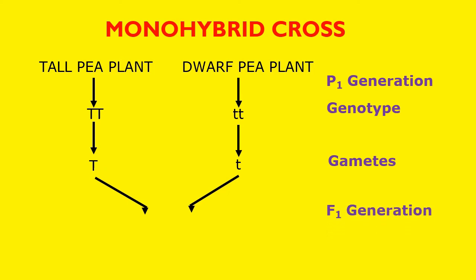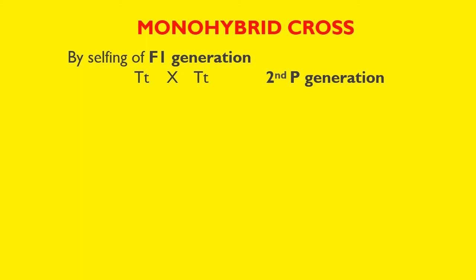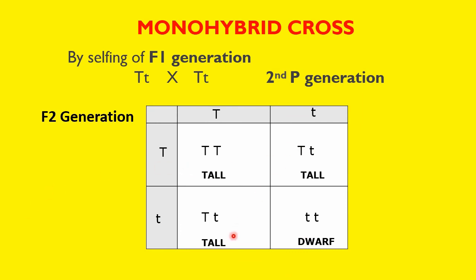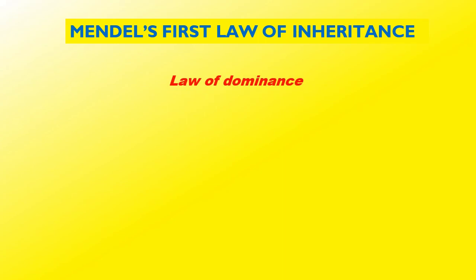Therefore, the progeny obtained in the F1 generation were all Tt, that is, all the plants were tall. So the phenotype of all the plants was tall and the genotype was Tt. Now by selfing of the F1 generation, that is, Tt into Tt, in the F2 generation, 3 plants were tall and 1 plant was dwarfed. Therefore, the phenotypic ratio was 3:1. And as there were 3 types of genotypes, that is 1 TT, 2 Tt, and 1 tt, the genotypic ratio was 1:2:1.